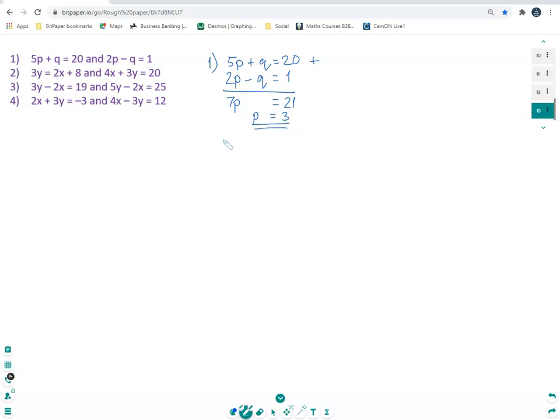Sub back in to find q. Let's go with the 5p plus q. So 5 times 3 plus q gives us 20. So that's 15 plus q. If we take away 15 from both sides, we get q is 20 minus 15, which is 5.